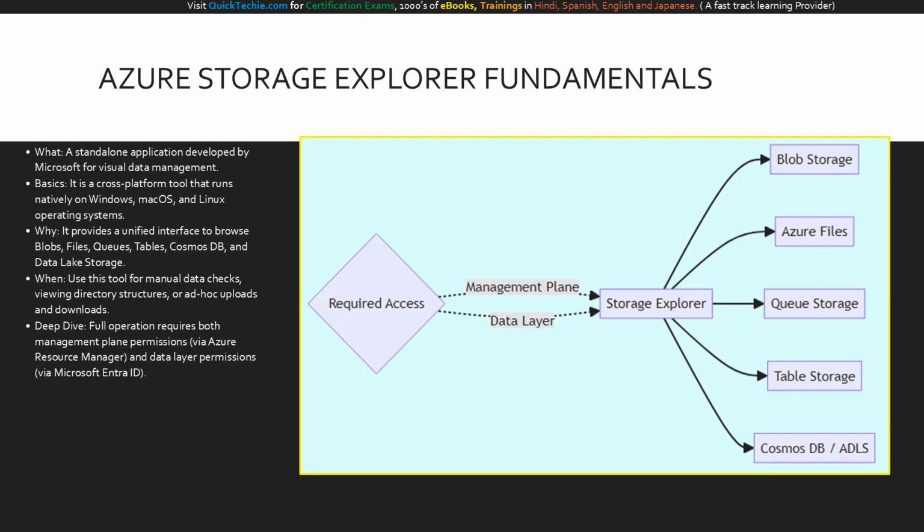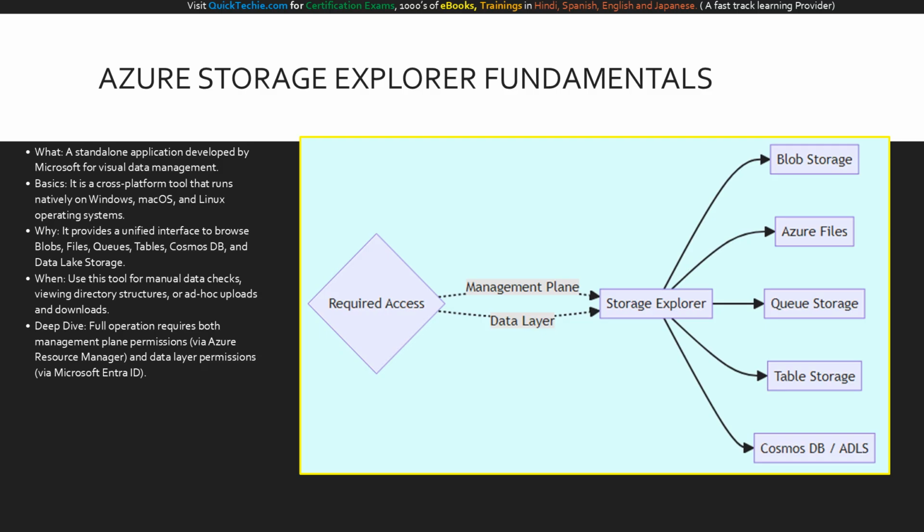This diagram maps out the vast capabilities of Azure Storage Explorer. On the left side, we have the core Storage Explorer application. As you follow the solid arrows to the right, you can see the wide array of Azure services it interacts with: blob storage for object data, Azure Files for SMB shares, queue storage for messaging, table storage for NoSQL data, and even advanced data platforms like Cosmos DB and Azure Data Lake Storage.